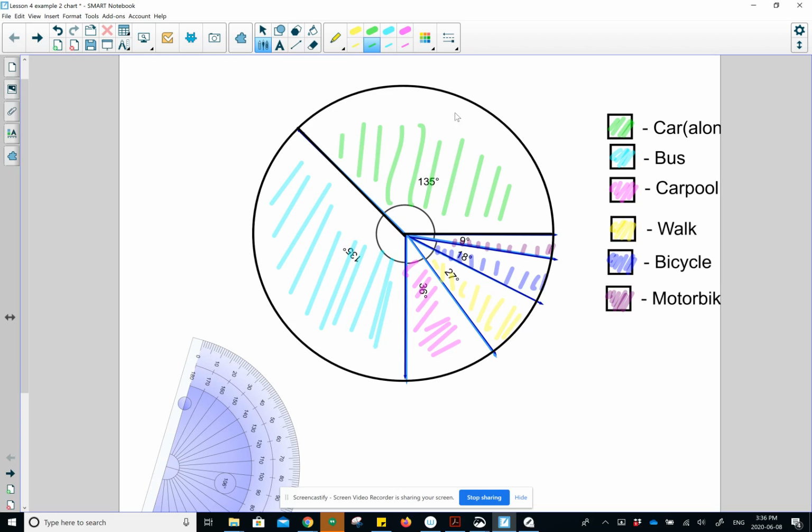Now remember when you are doing a pie chart, you also want to include a title and you want to have your legend. Okay, so I hope that makes sense for you.